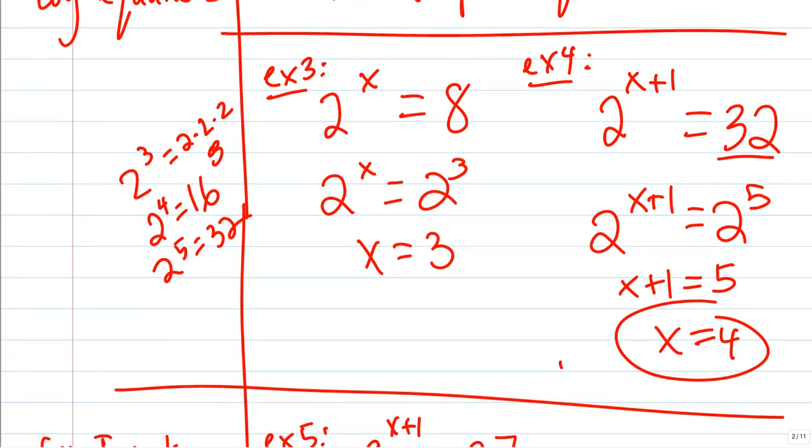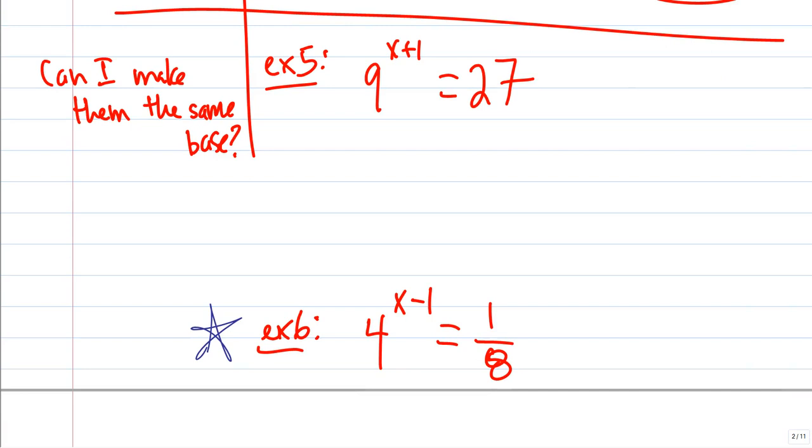This is more of an introduction. We're going to kick it up a bit right here. So now I've got 9 to the x plus 1 is equal to 27. You're like, well, wait a second, 9 and 27 are not the same base. And I know that 9 to the first is 9, 9 squared is 81. So I'm not getting a 27 from a 9, right? But this time they're both potentially base 3. 9 is 3 squared. 27 is 3 to the third.